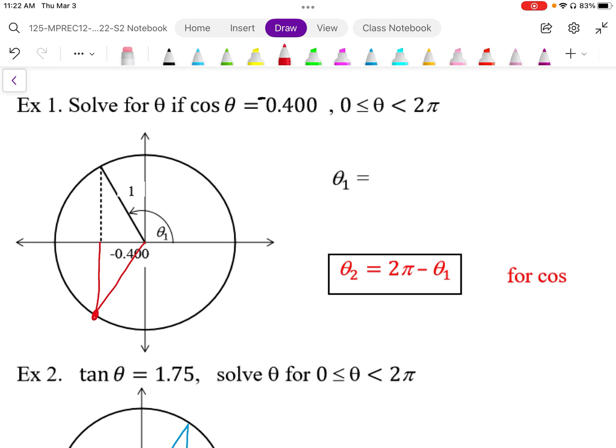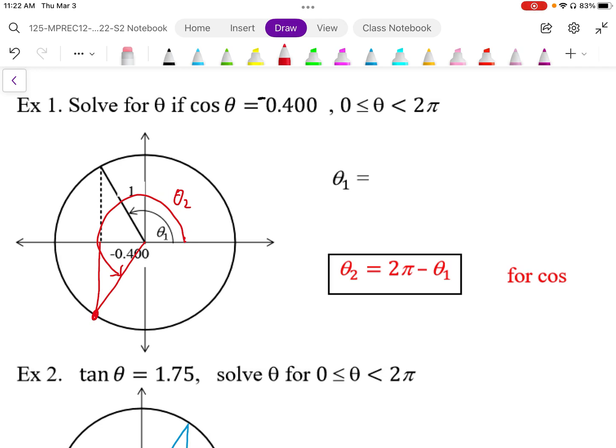ratio. This ratio is still negative 0.400, but now it's in quadrant 3 and it locates a different position. So this position here, I'm going to call theta 2. So we want to find out the angle positioning.